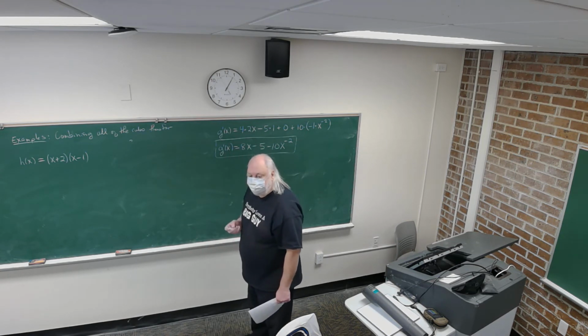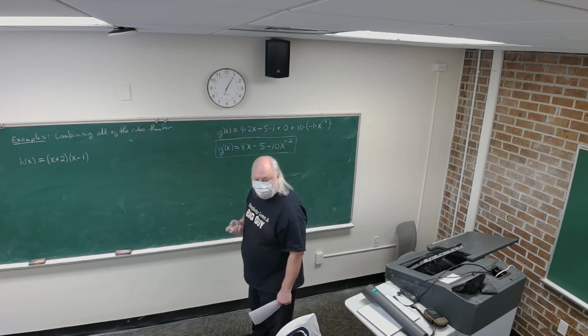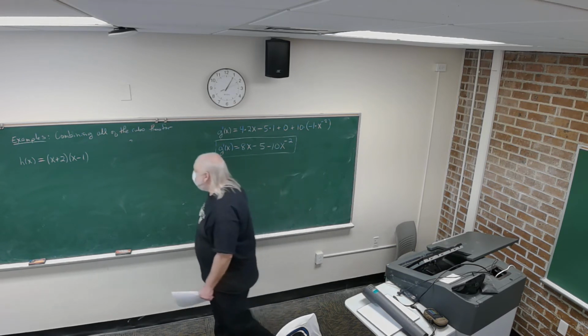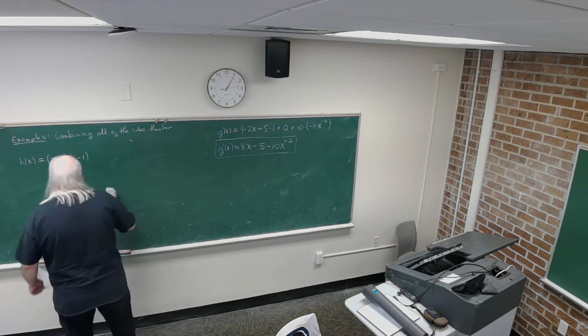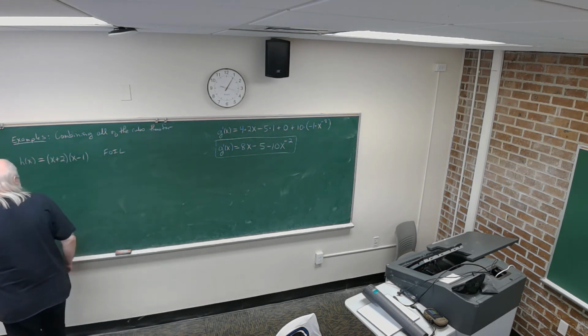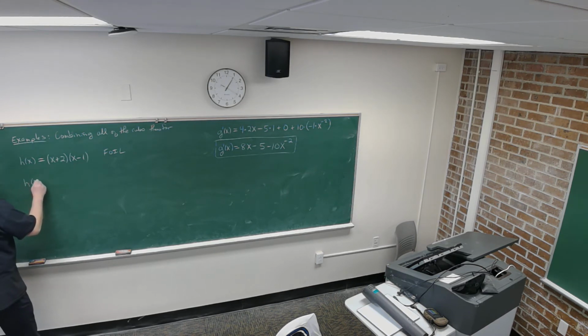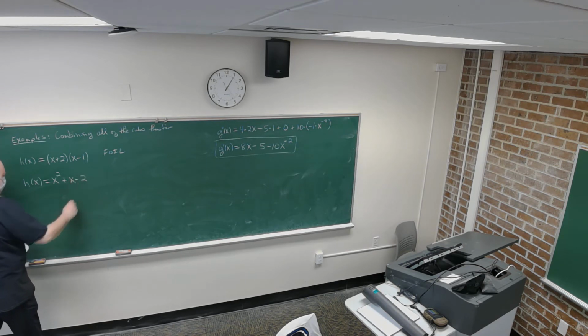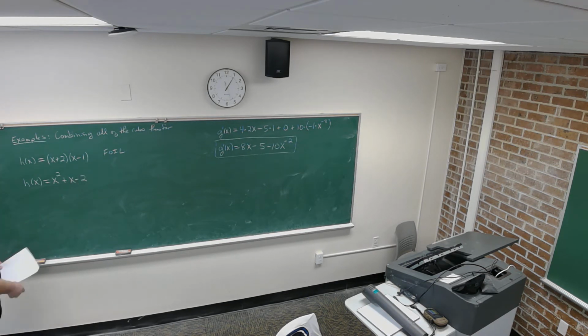How do we find the derivative of that function? Well, we got to do some work first, right? Give me a word that describes what we got to do first. Acronym. FOIL, right? So we got FOIL first. So when we FOIL, we have h of x is equal to x squared plus x minus 2.